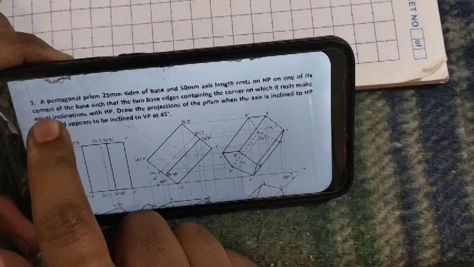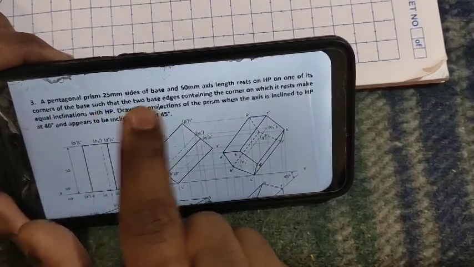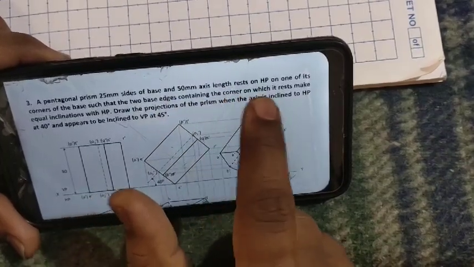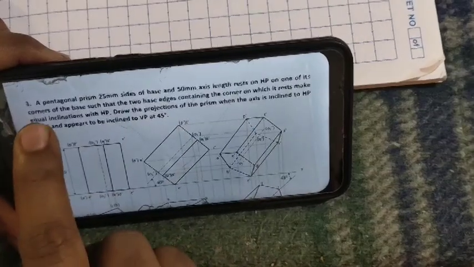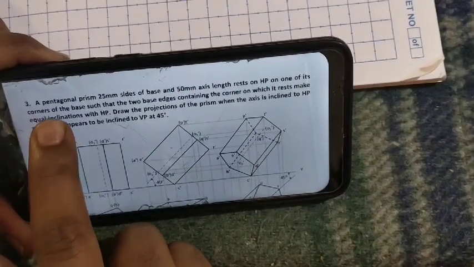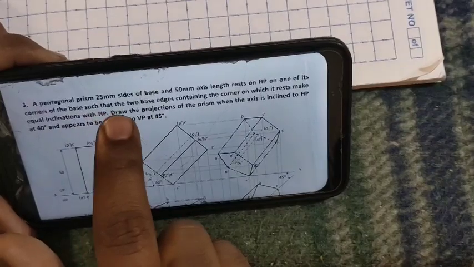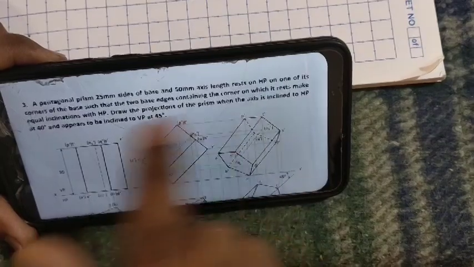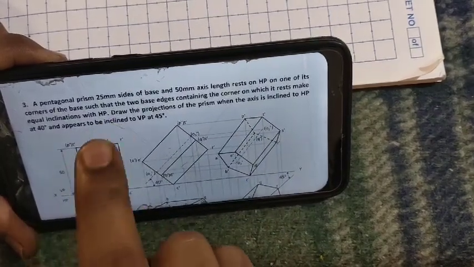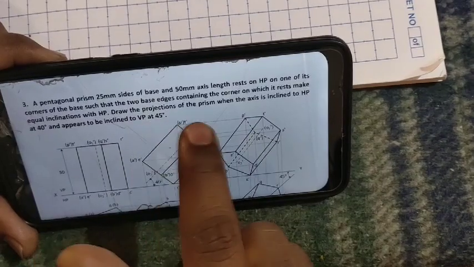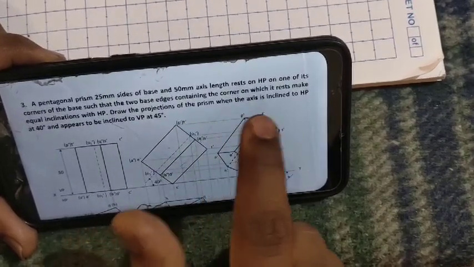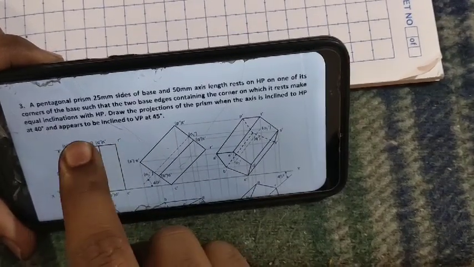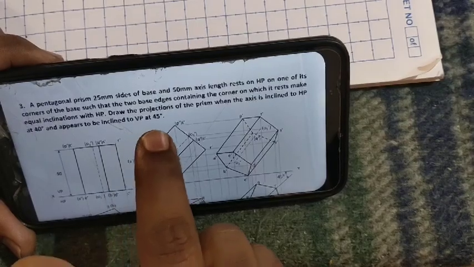In this problem, a pentagonal prism of 25 mm sides of base and 50 mm axis length rests on HP on one of its corners. Please remember, this is on a corner of the base such that the two base edges containing the corner on which it rests make equal inclination with HP. Okay, draw the projection of the prism when the axis is inclined to HP at 40 degrees and appears to be inclined to VP at 45 degrees.